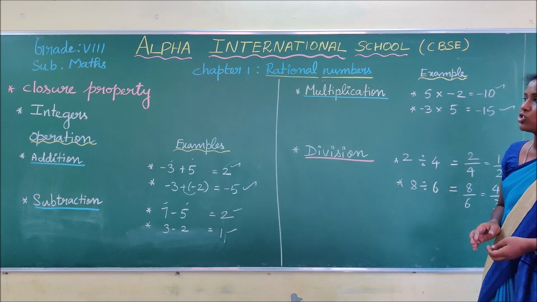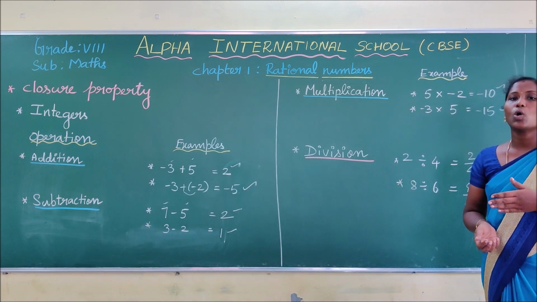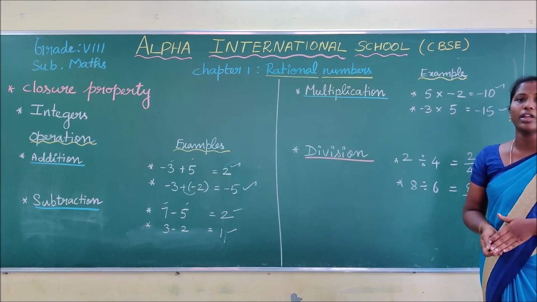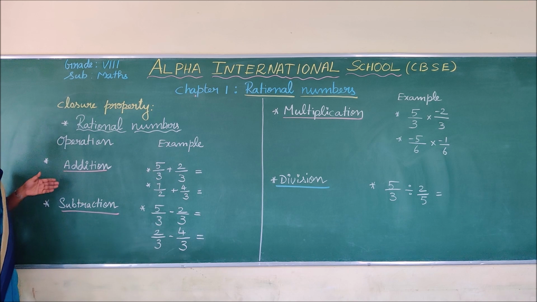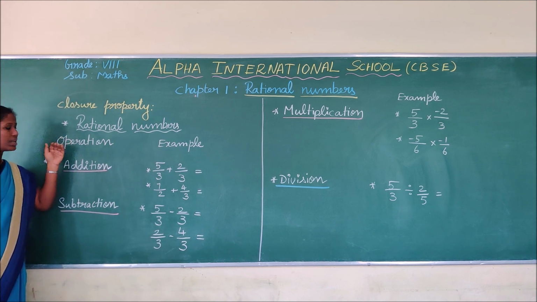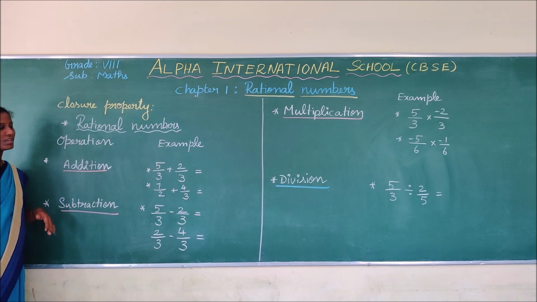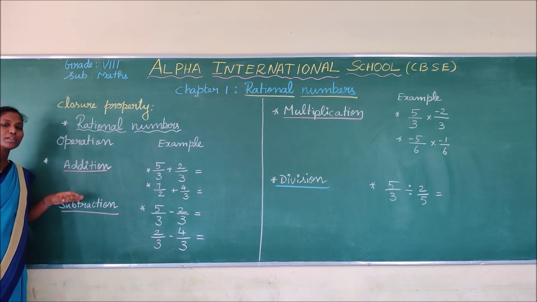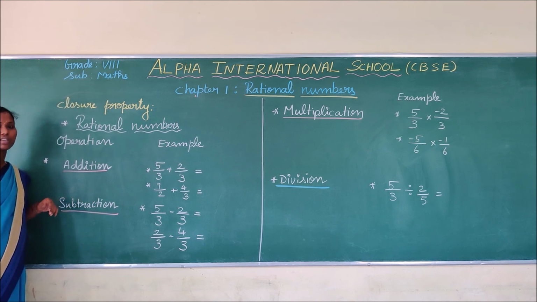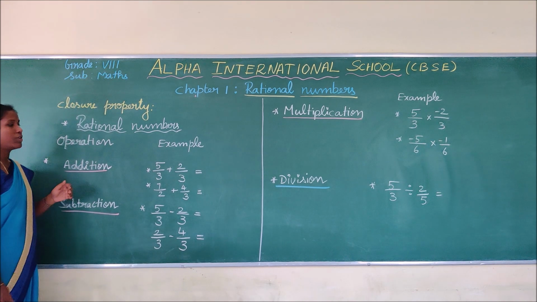Next we are going to check whether the closure property holds for rational numbers or not. Now we are going to see whether the closure property holds for rational numbers under addition, subtraction, multiplication and division. Here if we substitute rational numbers in addition, the result should also be a rational number. Then we can say that rational numbers are closed under addition. Let us check with a few examples.